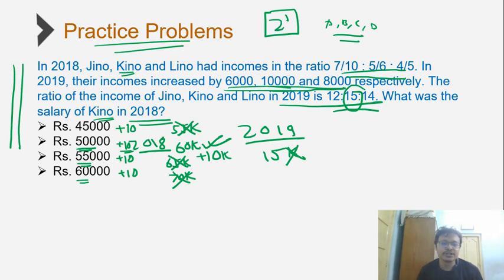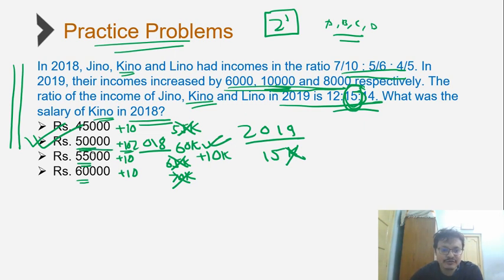So all you need to do was look at the options, use the option elimination technique and mark the answer as option B. Why? Because whatever the answer must be, when you add 10,000 to it, you get something of the form 15k. Because the ratio for Kino is 12 to 15 to 14, which means Kino's total in 2019 is a multiple of 15. So all you need to do is check which of the options, if I add 10,000 to it, ends up giving a multiple of 15.